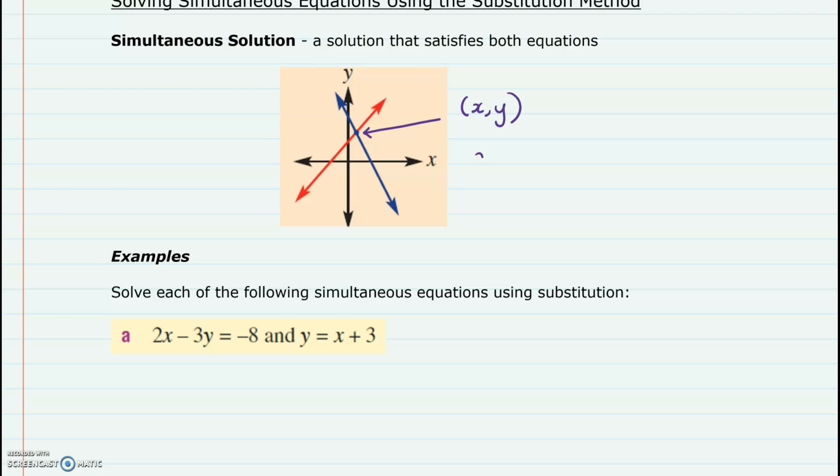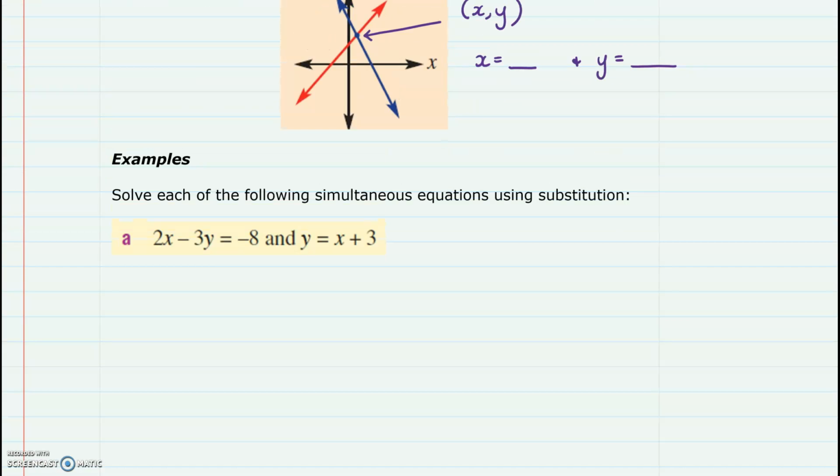Sometimes your solution can be written as x equals whatever x is and y equals whatever its value is. Okay, so that's our solution. If you are asked to solve, you are finding the solution that fits both equations at the same time. That's why it's called simultaneous. So our first method is using the substitution rule.